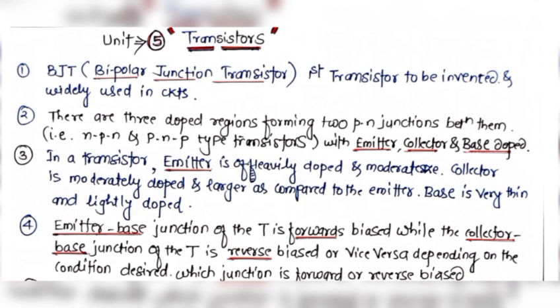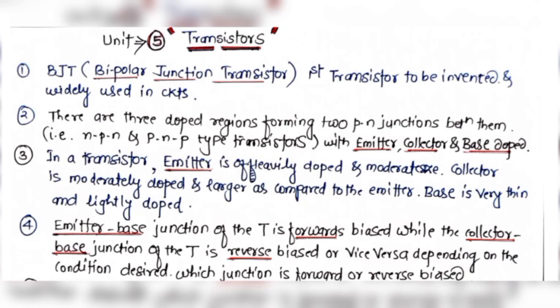There are three doped regions forming two PN junctions between them, that is, NPN and PNP type transistors with emitter, collector and base doped. In a transistor, the emitter is heavily doped and of moderate size. The collector is moderately doped and larger as compared to the emitter. The base is very thin and lightly doped.